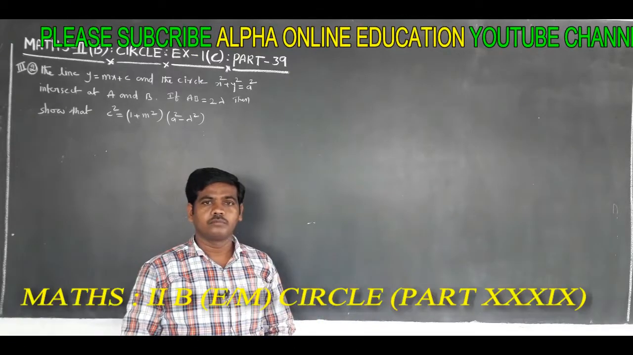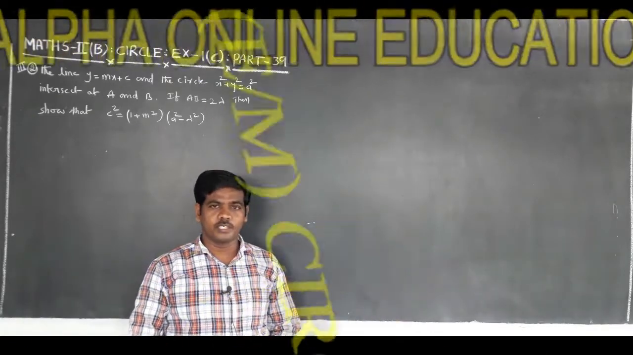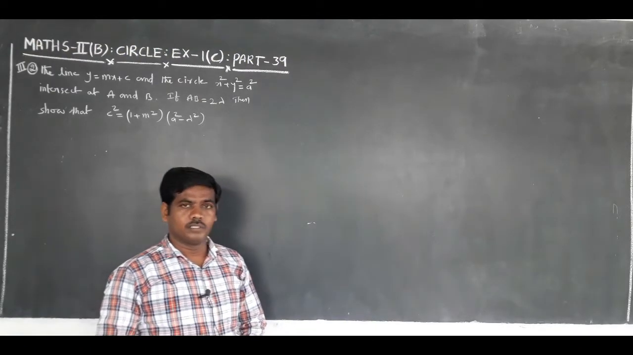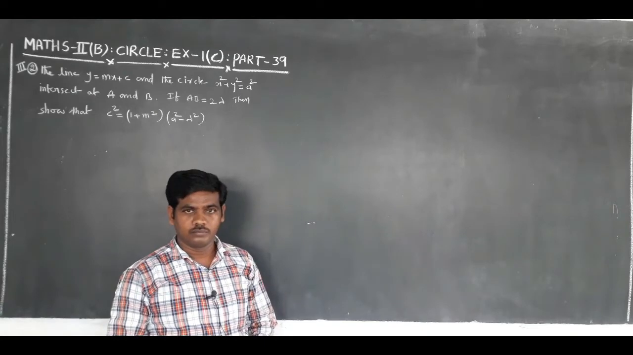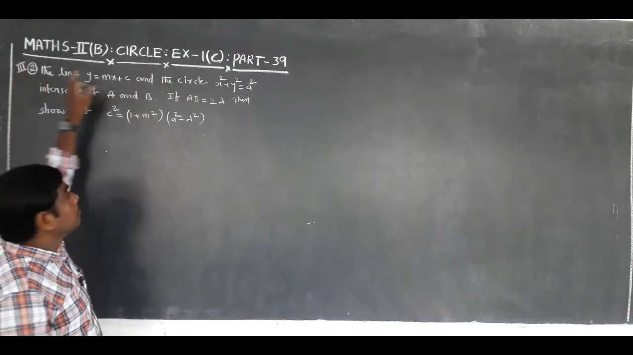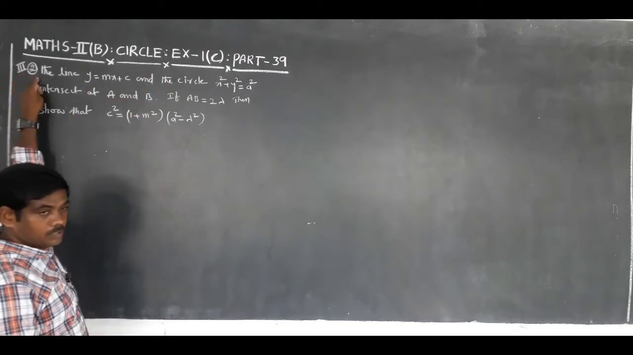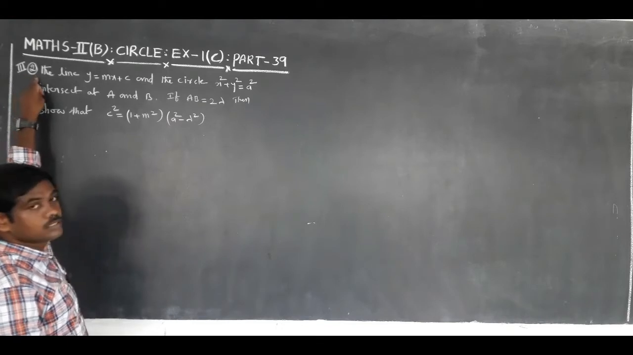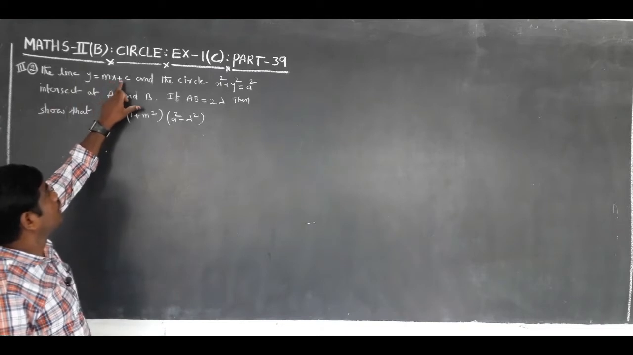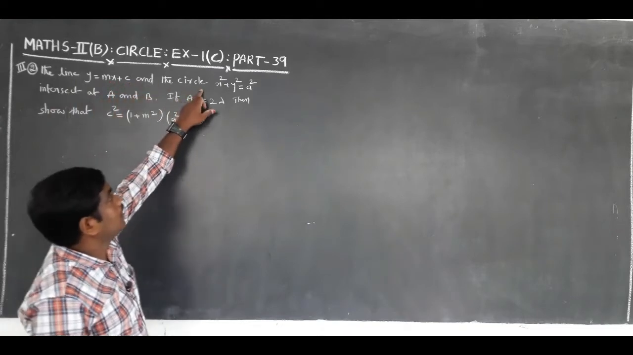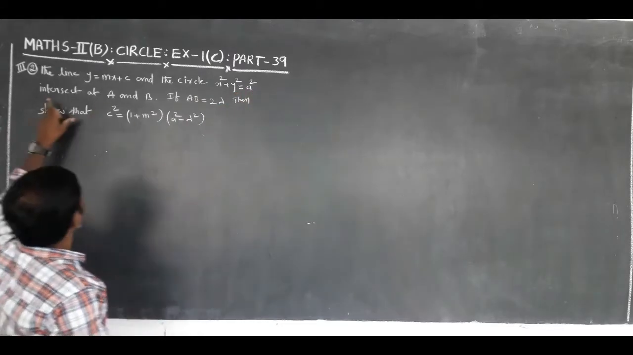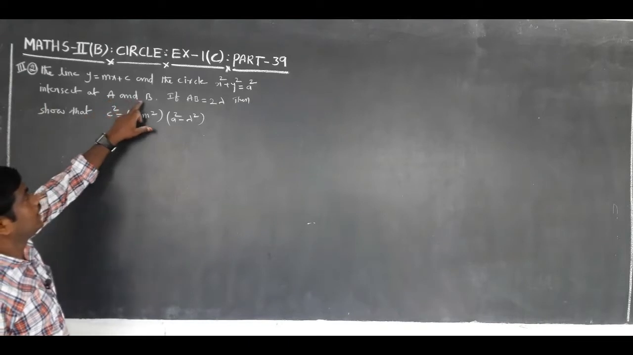We saw in exercise C problems on the length of the chord. In exercise C, third bit, second problem: the line y is equal to mx plus c and the circle x square plus y square is equal to a square intersect at capital A and capital B.